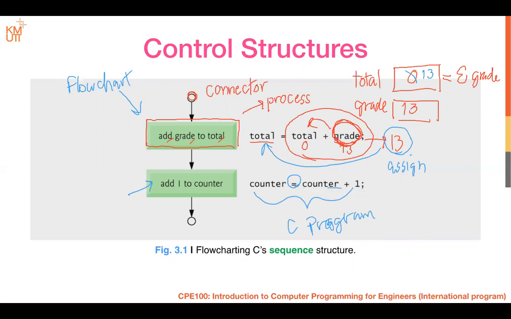If you can see this equal sign here, in the C programming language we call this the assignment symbol.